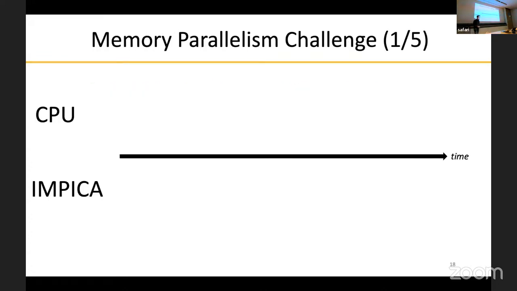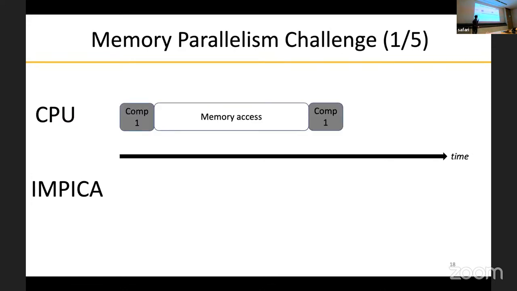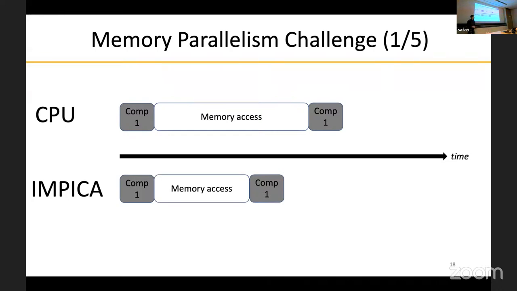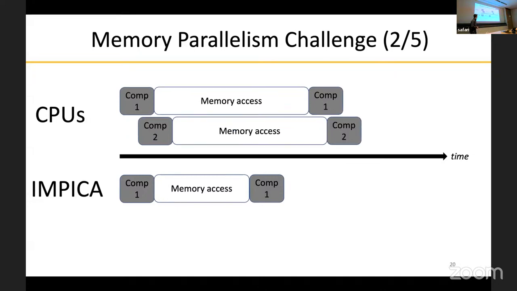If you have two memory accesses, one from the CPU and one from IMPICA, we can compare them. The CPU has some computation, which is also the translation from virtual to physical address, then a memory access, which is quite long in the case of the CPU, and again a computation, which is equivalent to returning the result to the CPU. In IMPICA, it's basically the same, but with a much shorter memory access. As we can see, this would speed up the process, but now the problem is if we add multiple CPUs or get multiple requests from a CPU.